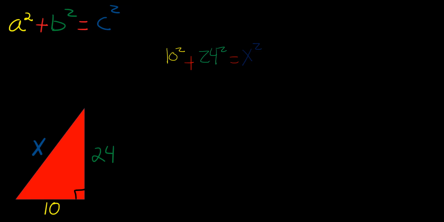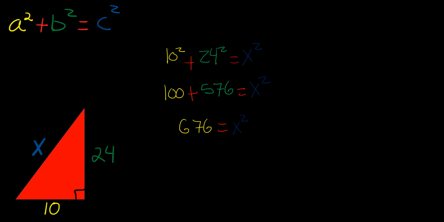And so now we have to evaluate 10 squared plus 24 squared. So we can start off by evaluating 10 squared. We know 10 times 10 is going to be 100. And we're going to add that to 24 squared, which is just 24 times 24. That calculates to 576. And this is going to equal our x squared. So now we have to add 100 to 576. Our grand total is going to be 676. And this is going to be equal to x squared.